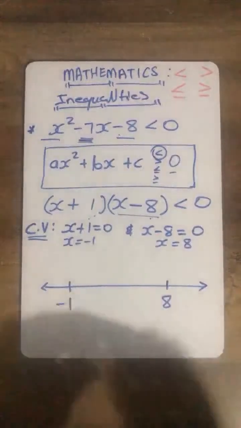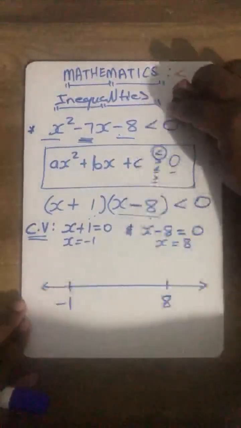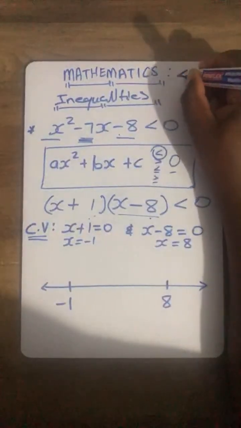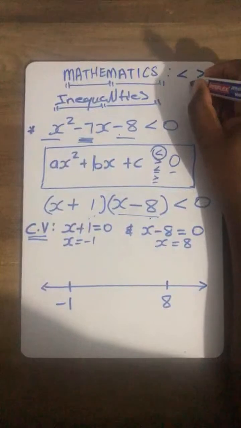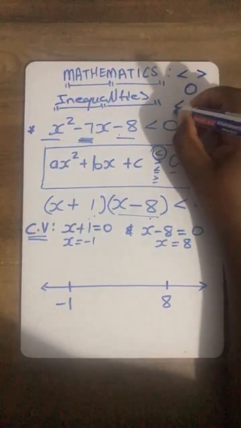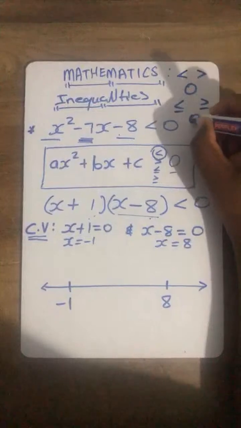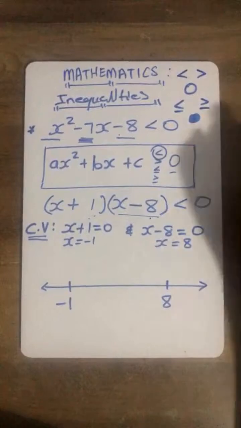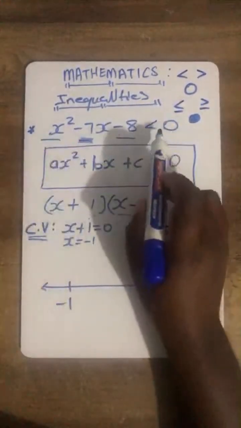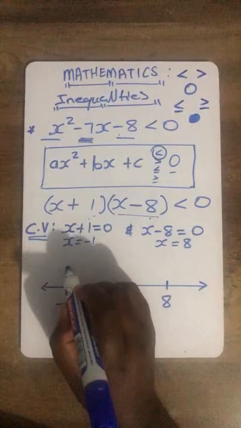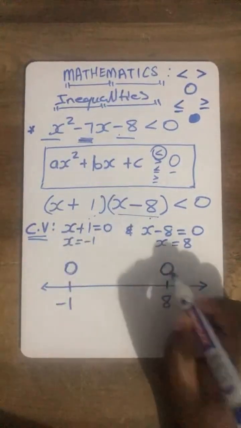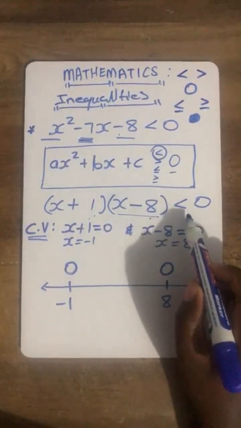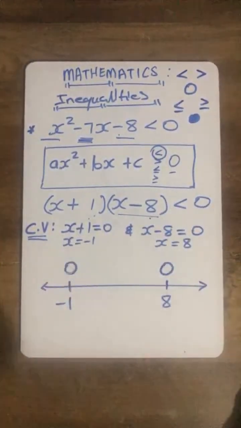Do you guys still remember what I said regarding these inequality signs? I said when you have less than or greater than, you just have a circle. But when you have less or equal to, greater or equal to, it is a circle which is shaded. So on this problem, we are having less than. So this is where you put the circles which are not shaded. But if it was less or equal to, you are going to have circles which are shaded.